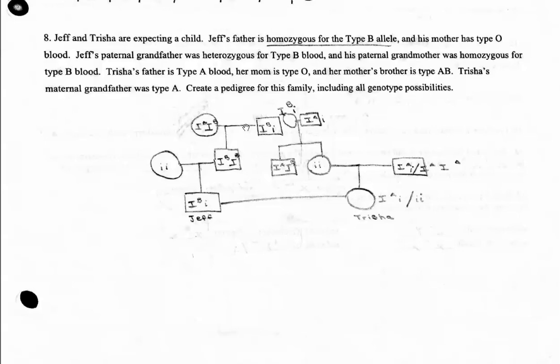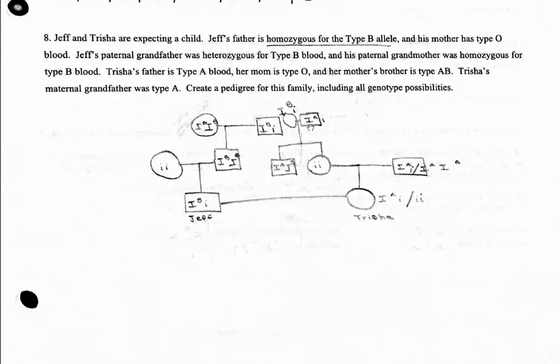His paternal grandmother, okay, so his dad's mom was homozygous type B, so IB. Trish's father, so Trisha is here. Her father was type A blood, and her mom was type O. Okay, and so we don't know if her dad is big IA, little I, or big IA. We're not sure. Okay, her mother's brother was big IA, big IB, and the reason why this is important, that tells us what her parents are.